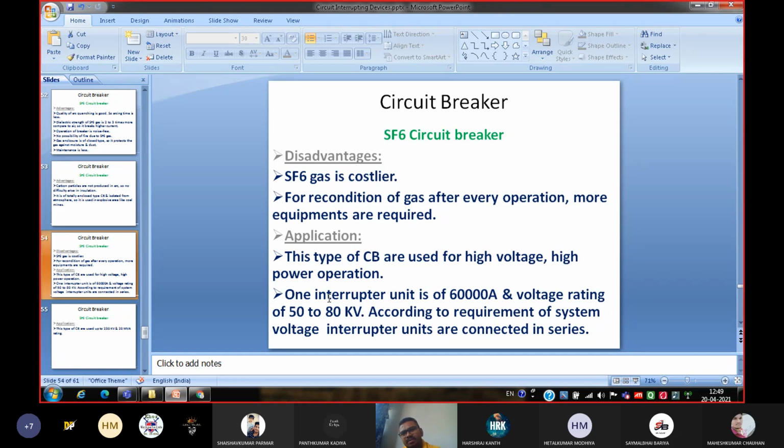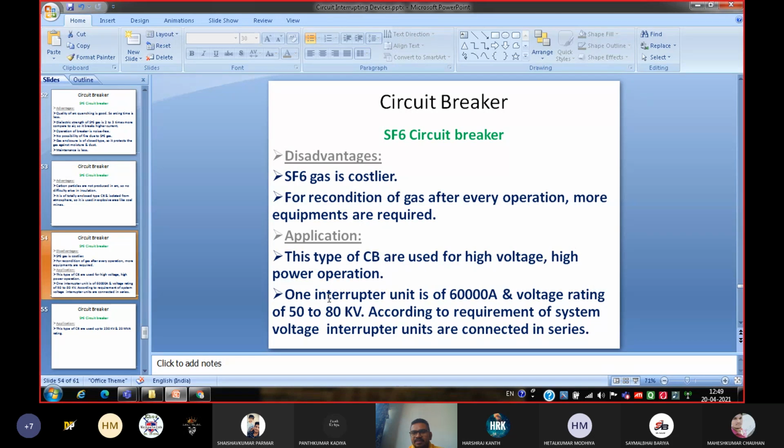After the first operation, we have to recondition it. After the second operation, we have to recondition it. So after each and every operation, we have to recondition the gas. So more equipment is required, so cost will also increase. So these are the disadvantages we are getting in this circuit breaker.